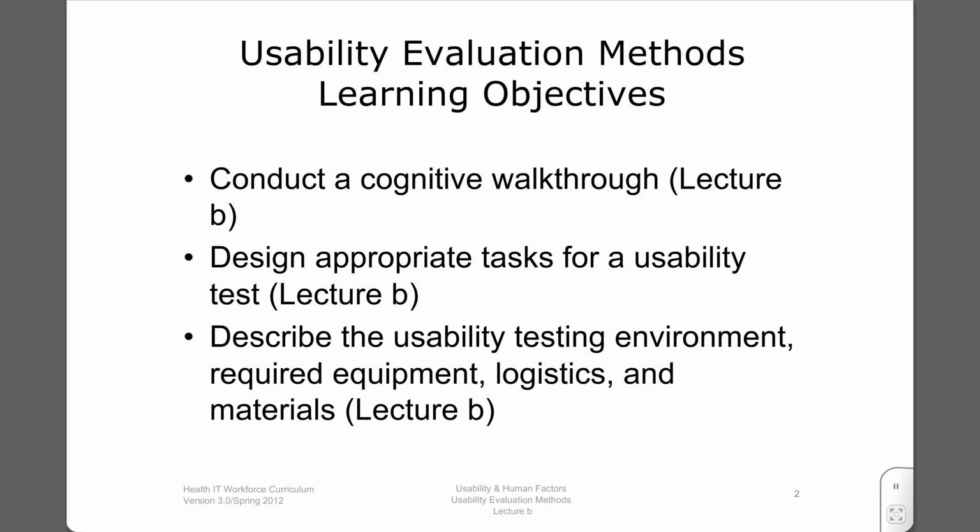2. Describe the appropriate usability testing, specifically how to select or design appropriate tasks for a usability test. One of the objectives is to understand how to develop a protocol for usability testing and undertake various kinds of analysis. In addition, one should be able to describe the usability testing environment, including the required equipment, logistics, and materials.